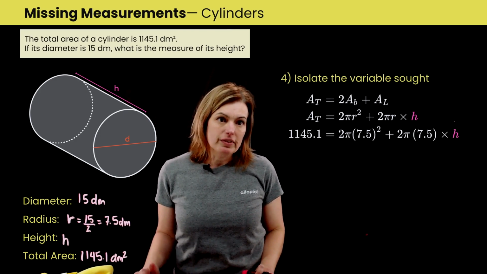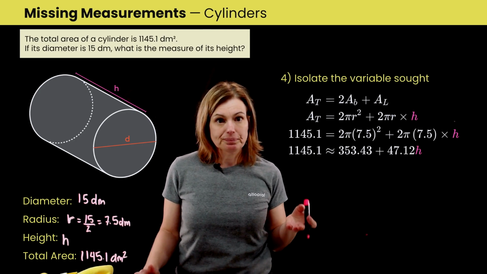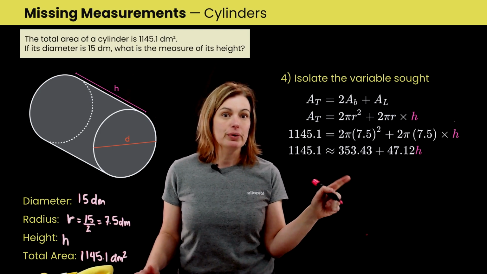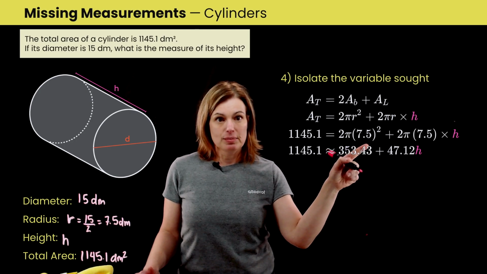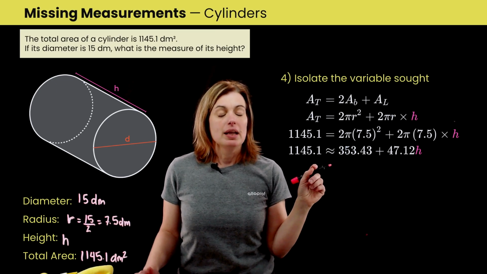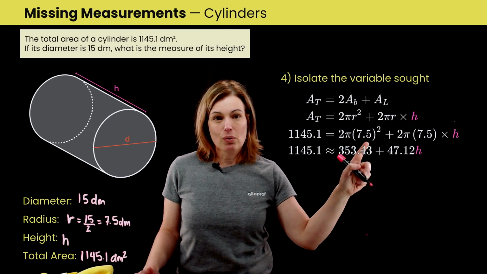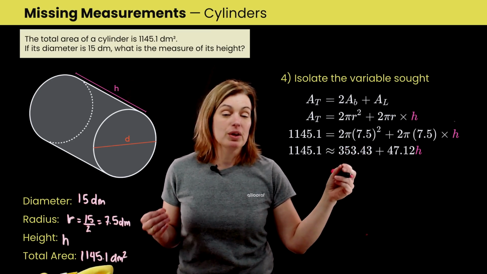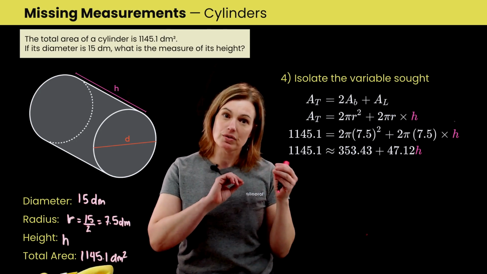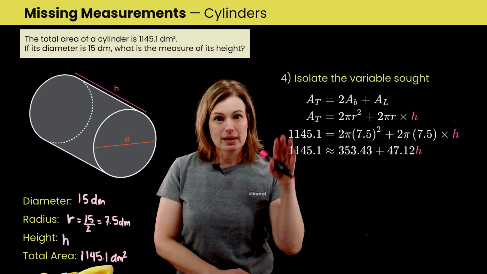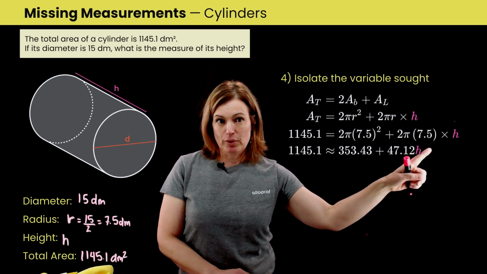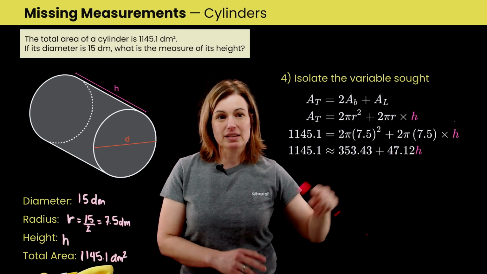We're going to start isolating the variable now. So in order to do that, we're going to perform all the calculations that we can, given the information we have. So you'll notice that our 2 times pi times 7.5 squared is going to give us 353.43. It is really important to remember that it's only the 7.5, or the radius, that we are squaring here. So sometimes it's a little less confusing if you put it into your calculator first. So 7.5 squared, and then you can multiply that by pi, and then again by 2. Next, we are going to perform 2 times pi times 7.5, and of course we can't do anything with the height because that's the variable we're looking for.